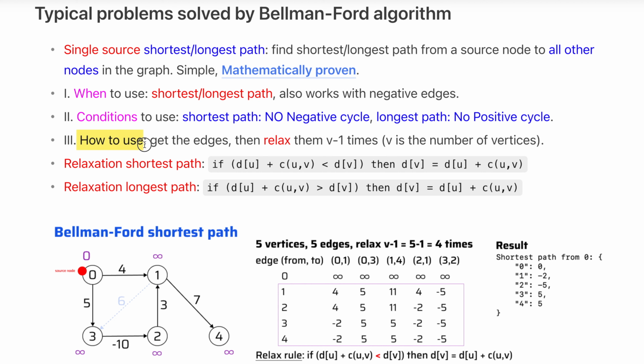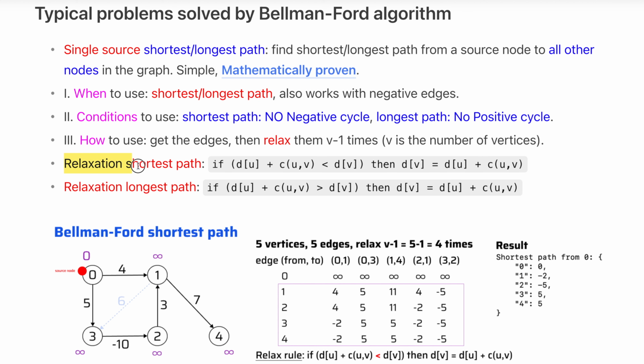How to use Bellman-Ford? We need to get all the edges and then relax them V minus 1 times, with V being the number of vertices. So in our graph, we have 5 vertices. They are 0, 1, 2, 3, and 4. And we're gonna get all the edges and relax them 4 times. V minus 1 times, and V is 5.